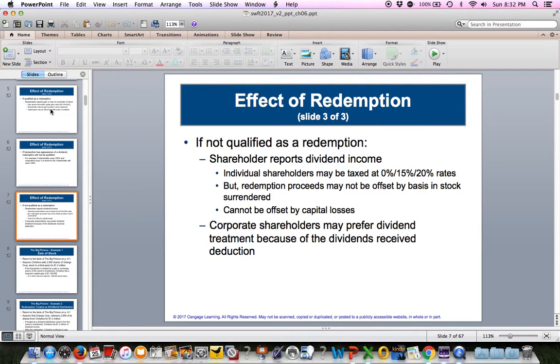If not qualified as a redemption, the shareholder reports dividend income. Individual shareholders may be taxed at the 0, 15, and 20% rates on dividends, but redemption proceeds may not be used to offset basis in the stock and cannot be used to offset capital losses. So there's a difference there, dividend income versus capital gains or losses. Corporate shareholders may prefer dividend treatment because of the dividends received deduction. Remember, the corporation can get up to 70 to 80% dividends received deduction and not have to pay tax on that percent of dividends received.